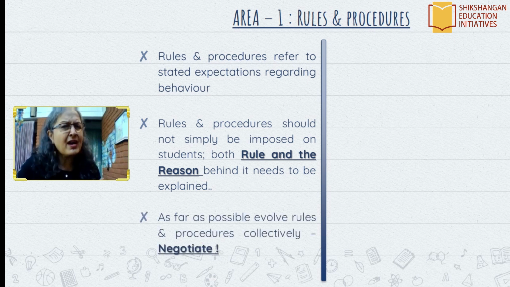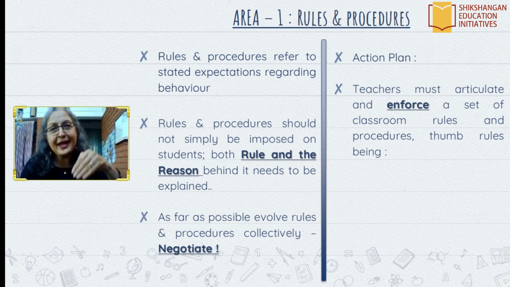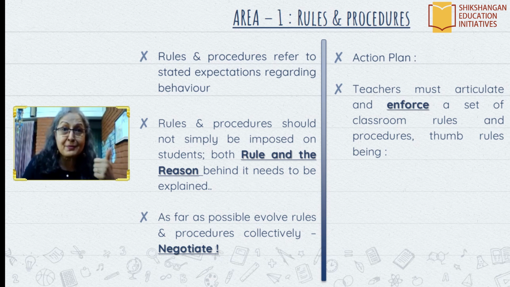Second, as far as possible, ensure that you are able to negotiate the rules with the students. And we'll talk a little bit about that. Number one, teachers must clearly articulate the rules. They should be pasted everywhere in the school. And then you should also enforce the rules. All teachers enforce all the rules. So there is no gap about this teacher being more lenient than the other one. And nobody takes advantage of anybody in the school.